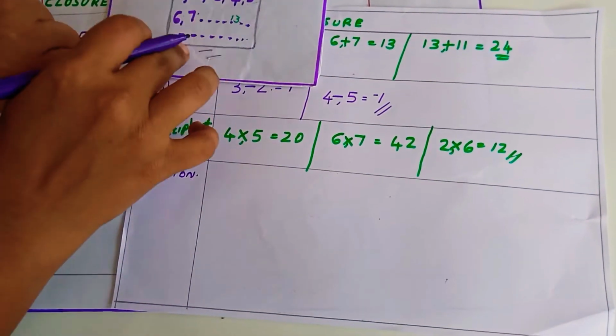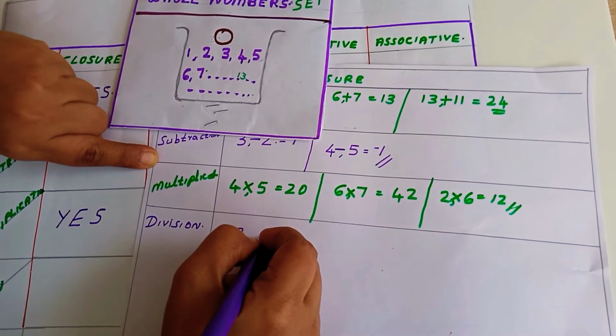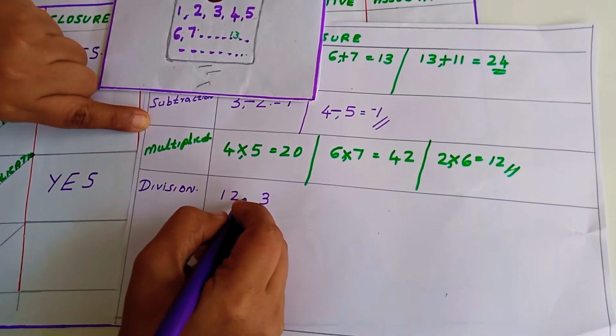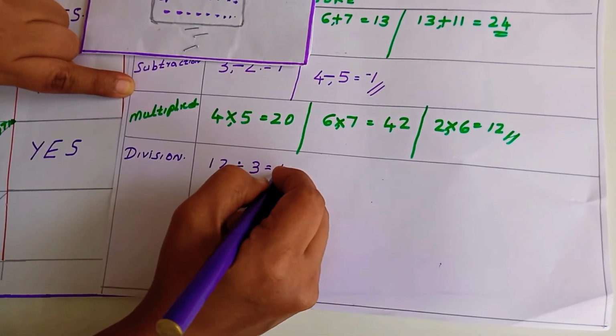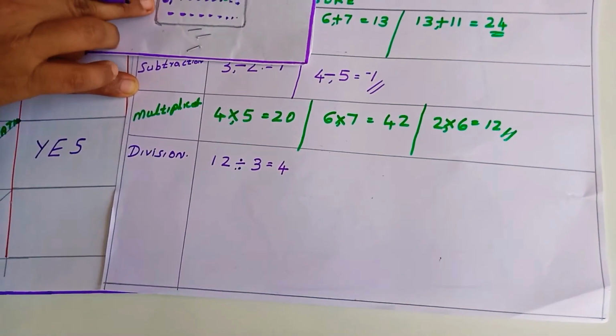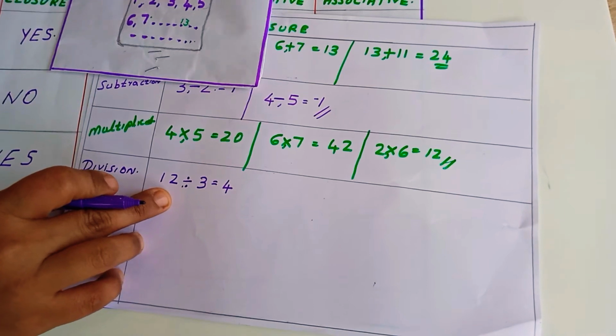I am taking two numbers, 12 and 3. Okay, our calculation is division. See, the answer is 4. 4 is there in the same set. Do you know what is the meaning of 12 divided by 3?